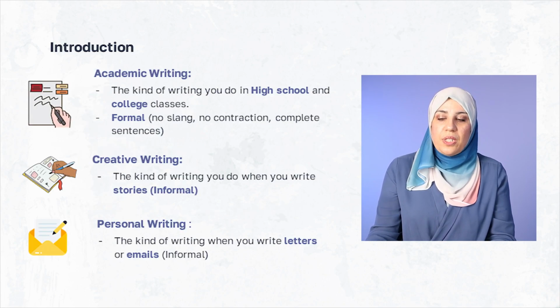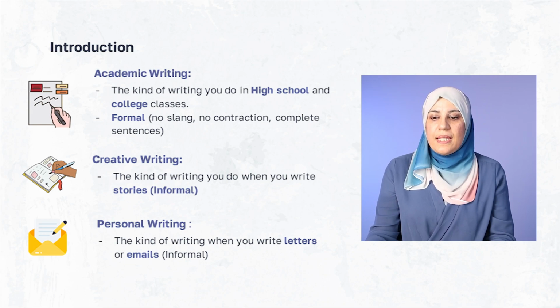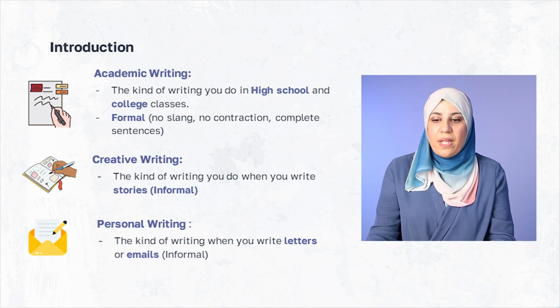As an introduction, there are different kinds of writing which you can be involved in. First, you have academic writing. Academic writing is the kind of writing you do in high school and college classes. This type of writing is formal in that you should write complete sentences and you don't use slang terms, abbreviations, and contractions. Second, we have creative writing.